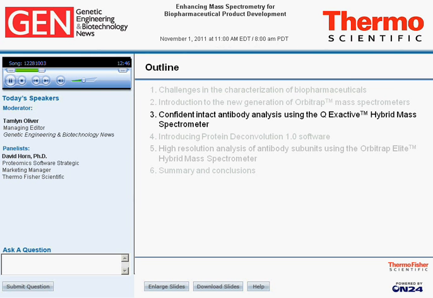So that's a basic overview of the two new mass spectrometers. Now let's go into more detail about the Q Exactive and how it performs for intact protein analysis.